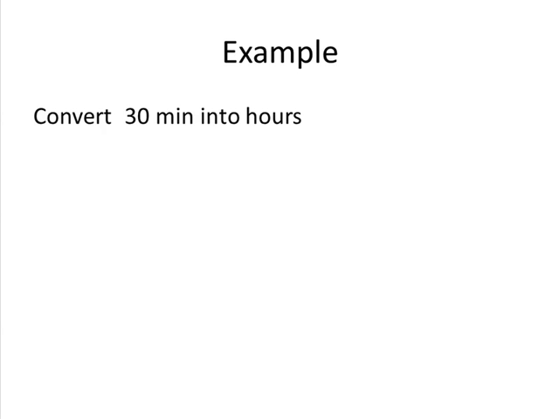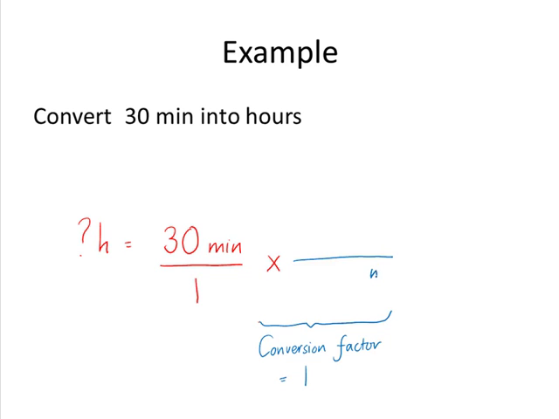How many hours is 30 minutes? We can write down how many hours equals 30 minutes. 30 minutes is actually 30 minutes over 1. We need a conversion factor that has minutes at the bottom and hours at the top so that the given unit, minutes, will cancel out and we'll be left with the required unit, hours.